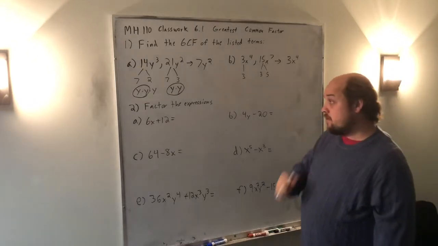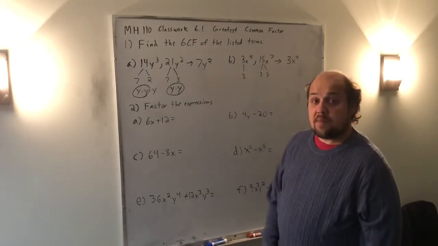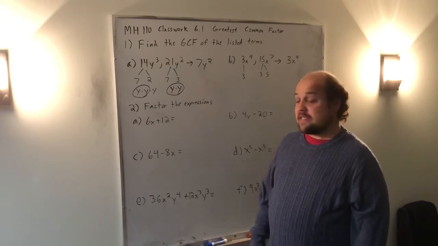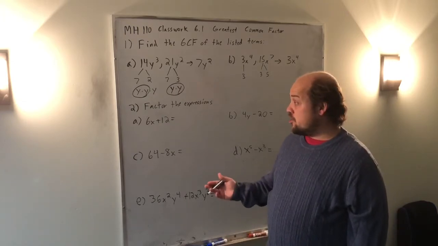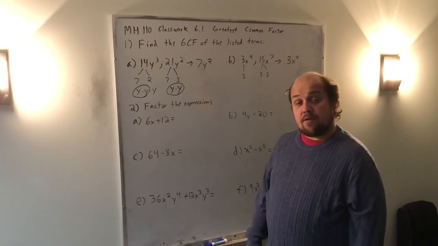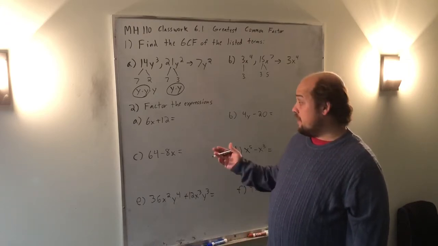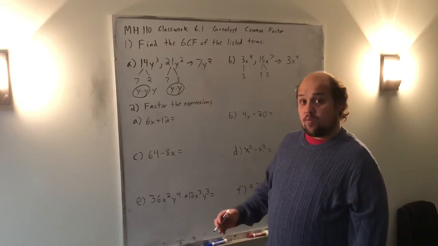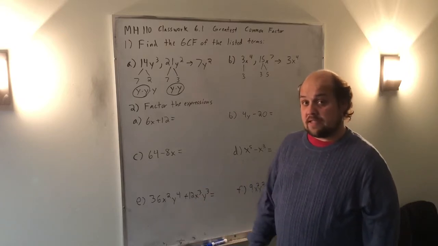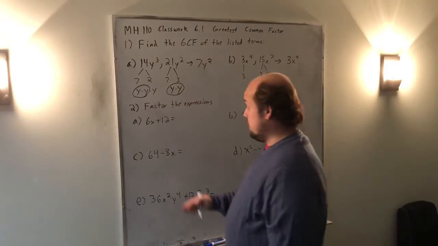When I go to factor the expressions in number 2, I'm doing the same general idea. I'm trying to see what's the biggest number I can pull out of each thing. Then I'm dividing each of the terms by that expression, and showing what the leftover is in parentheses with what I factored out outside the parentheses. So let's see how that works.